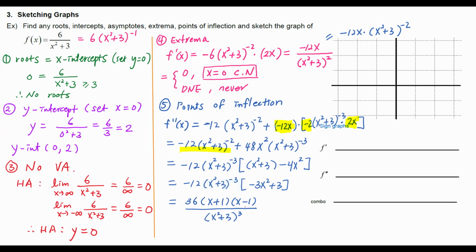So now to find the point of inflection, we first find the numbers such that f double prime is 0 or f double prime does not exist.